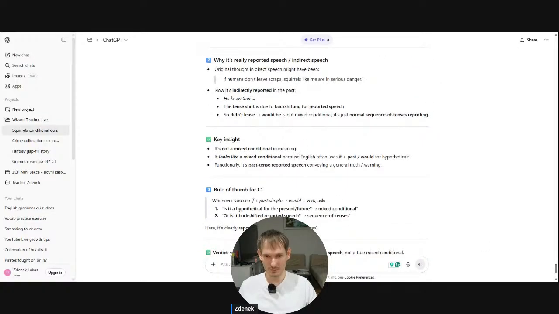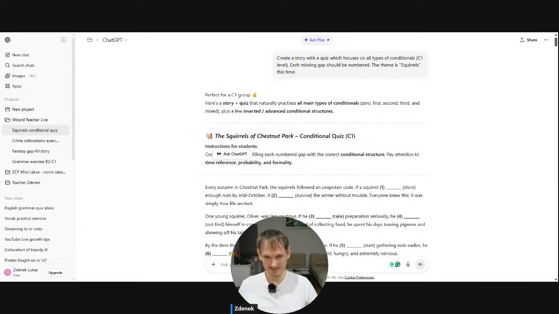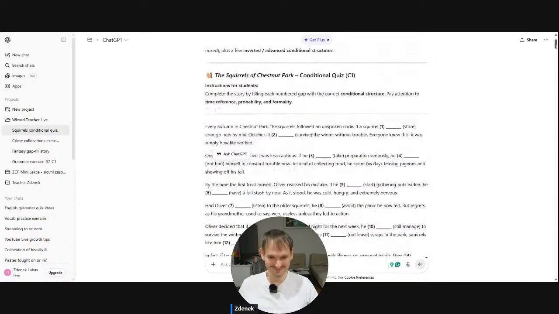It's not a mixed conditional in meaning, right? That's what I said. It looks like a mixed conditional, but it's not a mixed conditional. Functionally, it's past tense. Okay, so I'm right. That's it. Moving on.